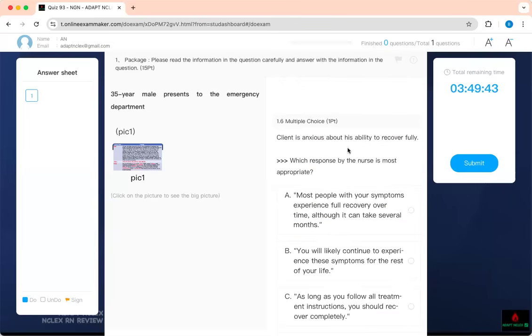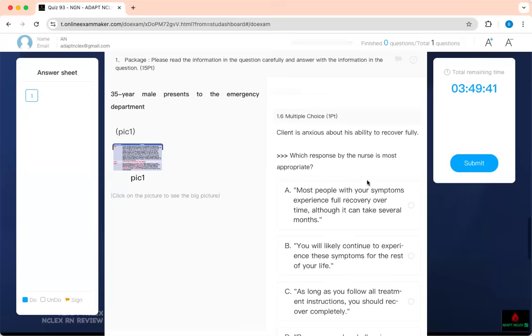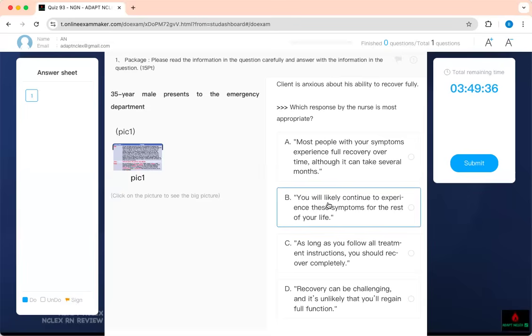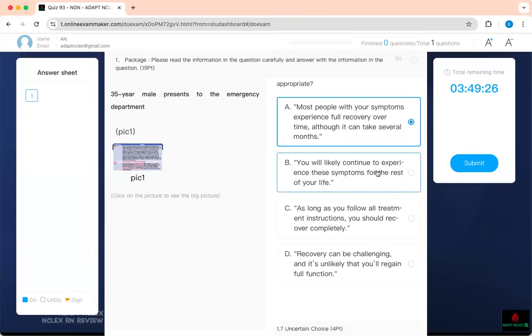The client is anxious about his ability to recover fully. Which response by the nurse is most appropriate? These people will completely recover without any problem, but it will take a long time, sometimes 6 months. Most people with your symptoms experience full recovery over time, although it will take several months. Yes, you will likely continue to experience these symptoms for the rest of your life. It's not true. As long as you follow all treatment instructions, you should recover completely.